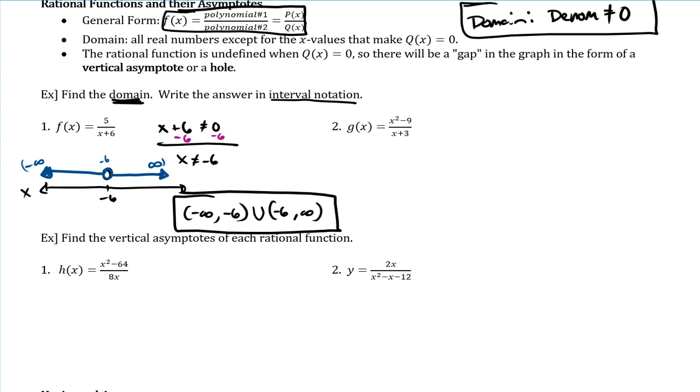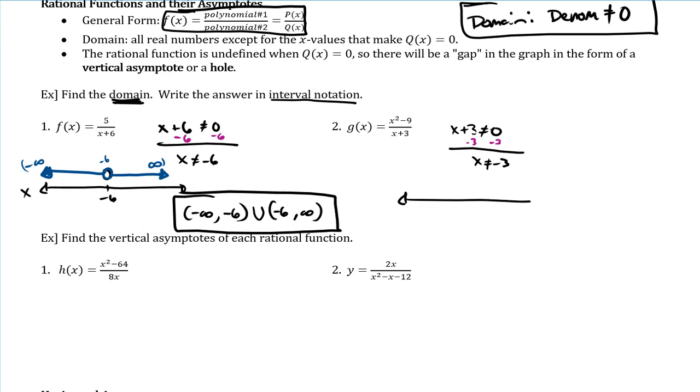But this bottom one, x plus 3, that cannot be 0. x plus 3 cannot be 0. So that's setting the denominator not equal to 0. And then just like before, I could subtract the 3 and then get x cannot be negative 3.